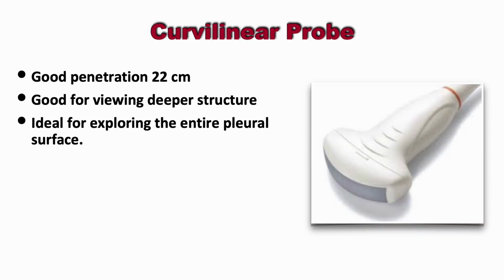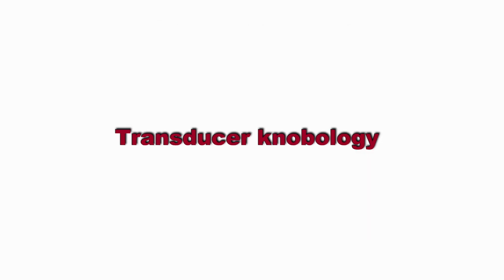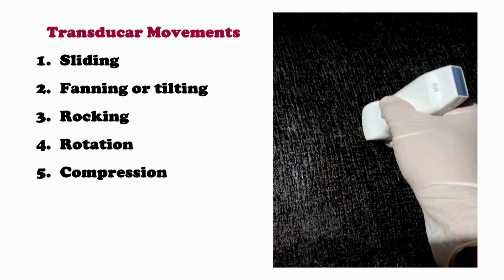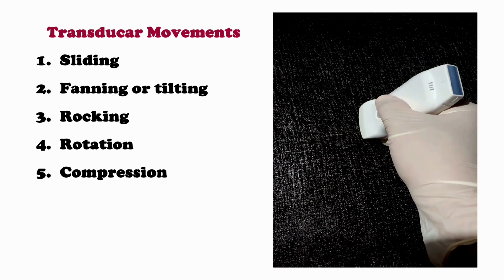The curvilinear probe, it has good penetration, 22 centimeters. It is good for viewing the deeper structures, and it is ideal for exploring the entire pleural surface. Transducer knobology. The transducer movements. We have 5 basic movements: sliding, fanning or tilting, rocking, rotation, and compression.